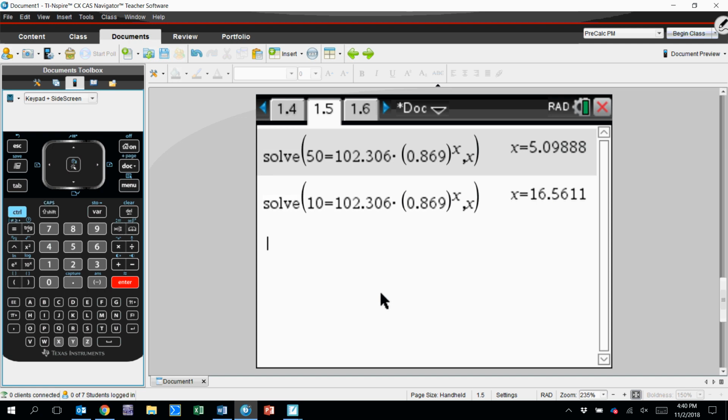And then it says how much radioactive material will be left after 52 weeks. So now I'm actually plugging in 102.306 times 0.869 to the 52. I'm going to actually put in a number, and we see that we'll have about 0.069 grams. There's one more example on there, and we'll do that example in class, and that one is about logistic modeling. So we'll talk about that one next time.